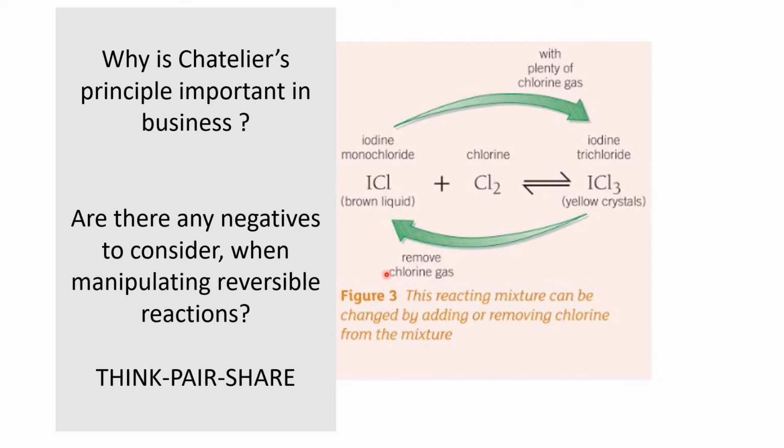So it's important in business because if a business wants iodine monochloride, for example, because that's what they want to create, and they've got iodine trichloride, then it's important that they can make more iodine monochloride than iodine trichloride. And so it becomes financially viable for them to do the chemical reaction if they can remove the chlorine. They get more product than what they would have originally.